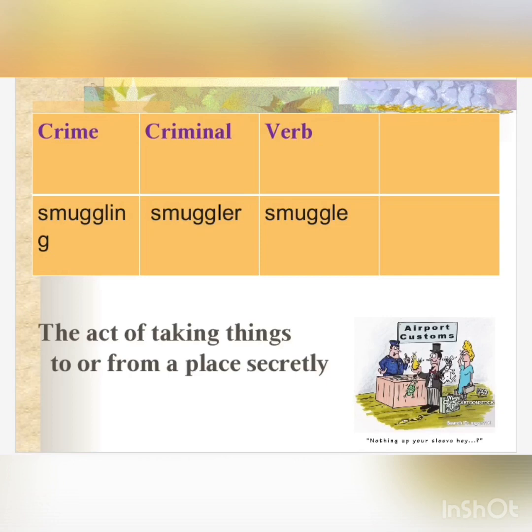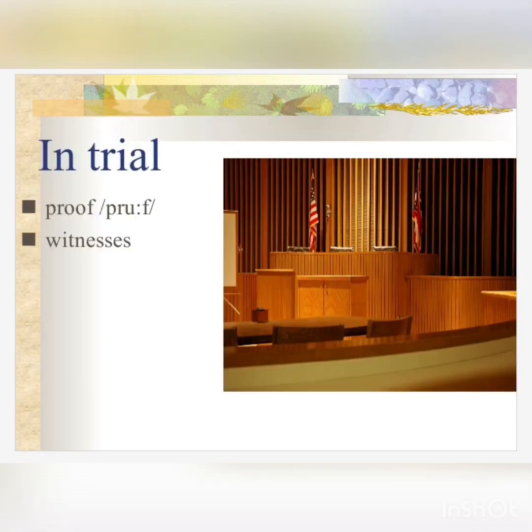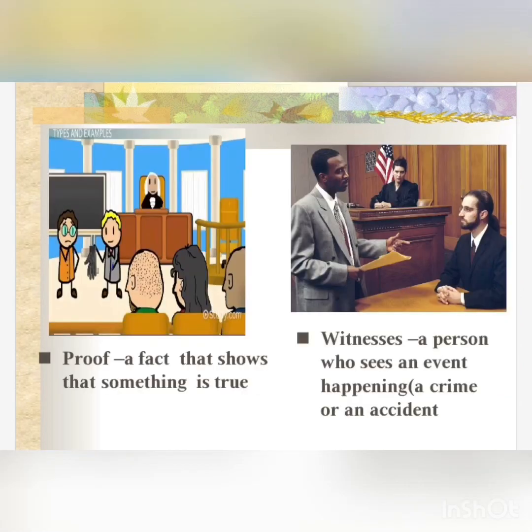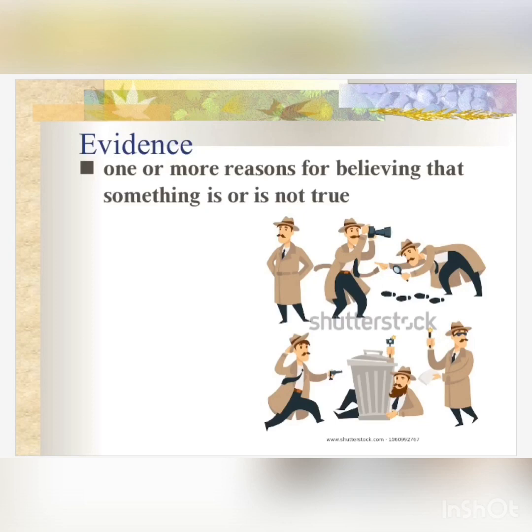Okay, vocabulary connected with trial. So in trial, of course, there are witnesses. A witness is a person who sees an event happening, especially a crime or an accident. So proof. Proof is an act that shows that something is true. Of course, first of all, the police find the evidence. Evidence is one or more reasons for believing that something is or isn't true.